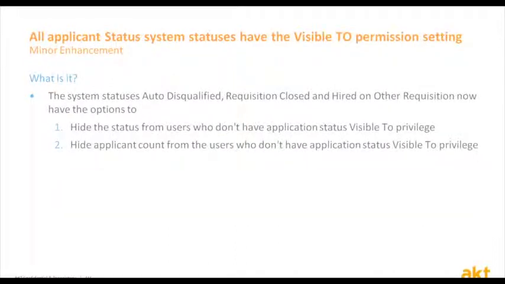Another change is for the pipeline, that we had some standard steps in the applicant status that we couldn't manage the visible to permission. For example, the auto-disqualified, the requisition closed, the hired on other requisitions, they were always appearing. If you had access to the pipeline, you could always see, and you could always see also who are the candidates inside these steps. So from this release, we will be able to hide, and we will also be able to hide the count of candidates in every one of these steps.